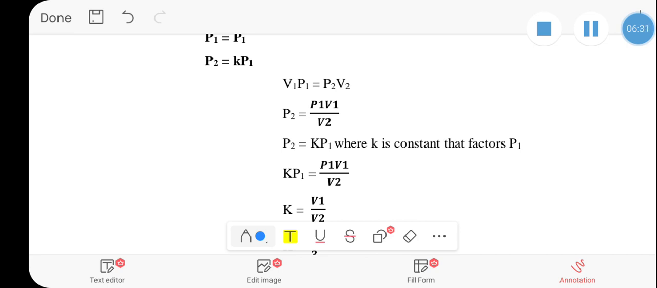Therefore P1 V1 is equal to P2 V2 as usual. To find P2, which is equal to P1 V1 over V2. And P2, what did we say? K times P1. Therefore substitute here K times P1 which is equal to P2.